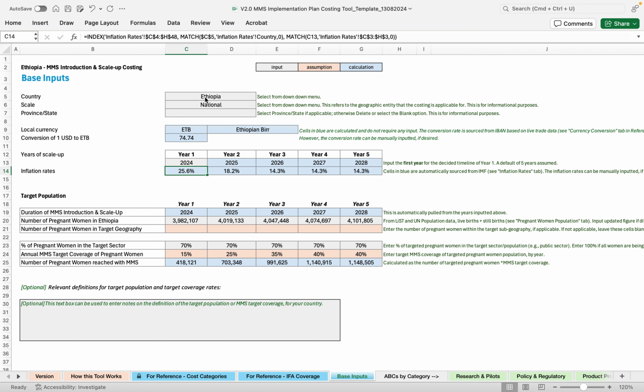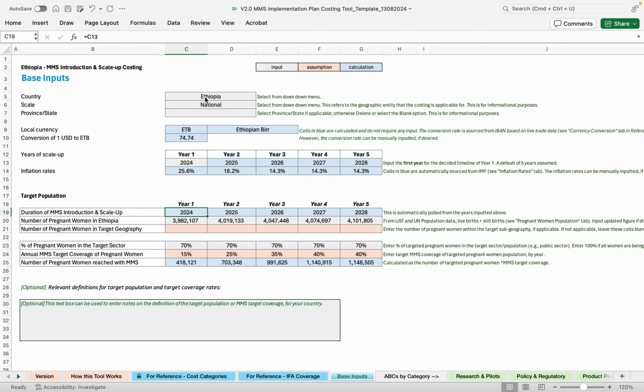Inflation rates for the purposes of the cost input calculations later on are included here. And again, these are pulled from IMF as a source, but can be manually overridden based on what you would like to put in. These only have to be inputted once and are incorporated at the end in terms of the total cost outputs. Then there's the calculation of the target population.